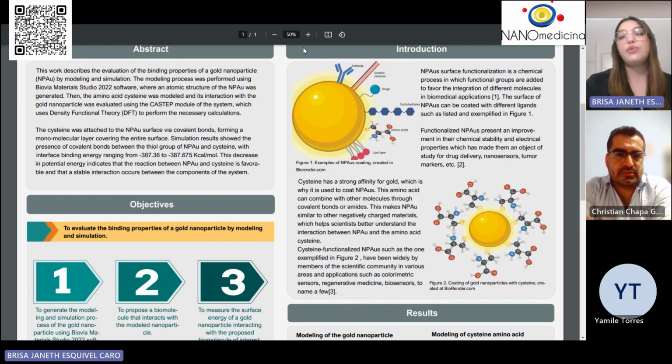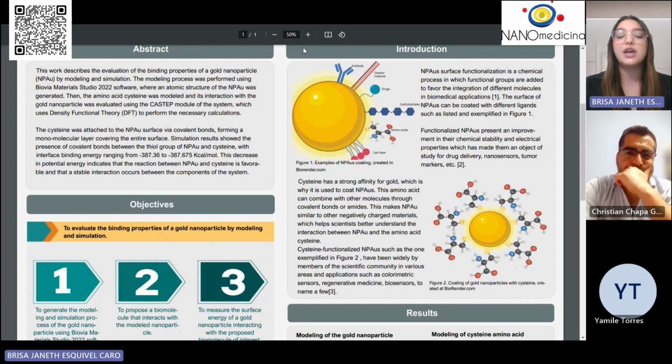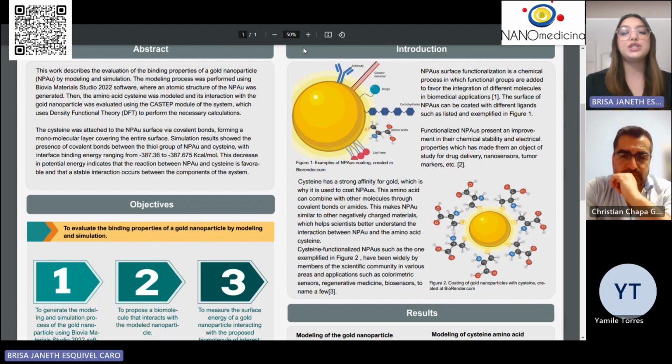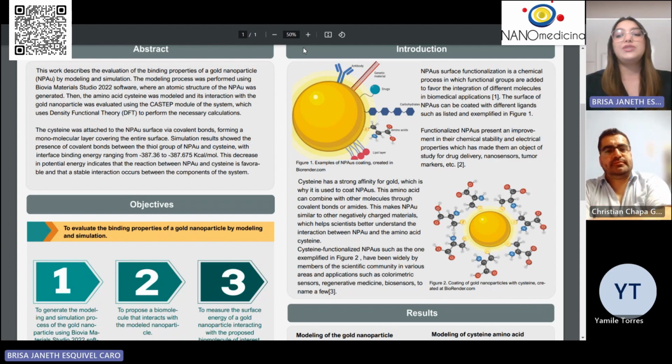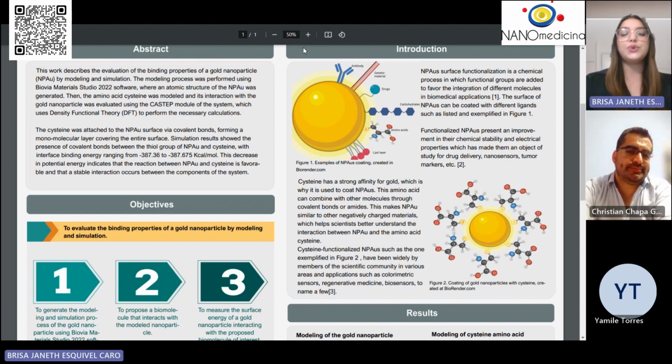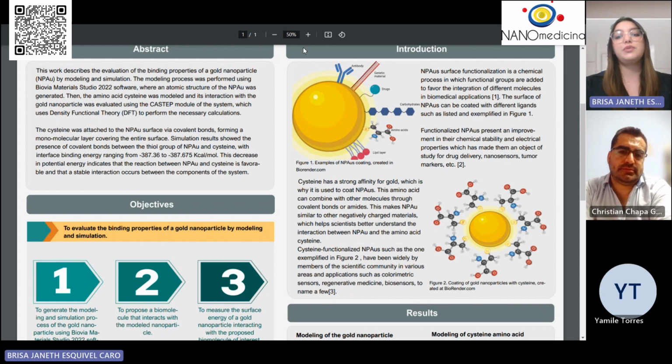Cysteine has a strong affinity for gold, which is why it's being used to coat gold nanoparticles. This amino acid can combine with other molecules through covalent bonds and amides. This makes the gold nanoparticles similar to other negatively charged materials, which helps scientists better understand the interaction between the gold nanoparticles and the amino acid cysteine. Cysteine functionalized gold nanoparticles, such as the one we can see in figure number 2, have been widely used by members of the scientific community in various areas and applications such as colorimetric sensors, regenerative medicine, biosensors, and others.